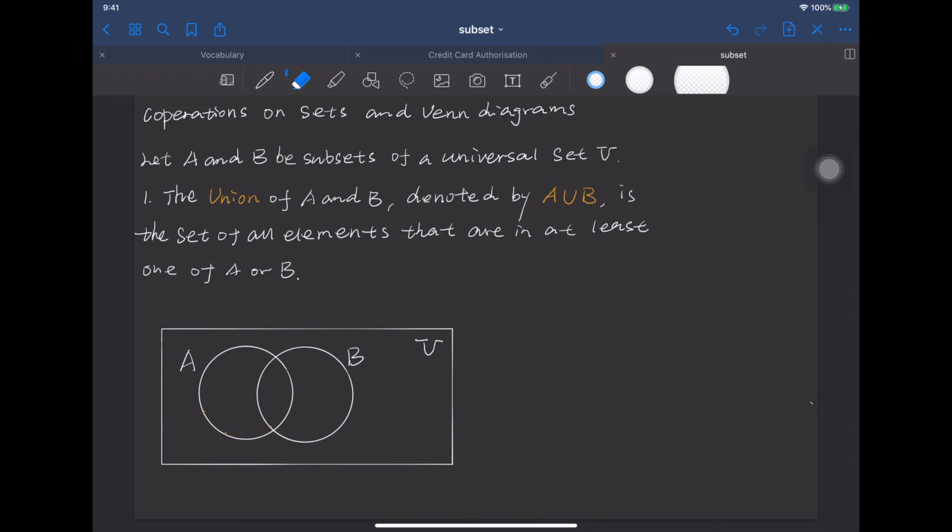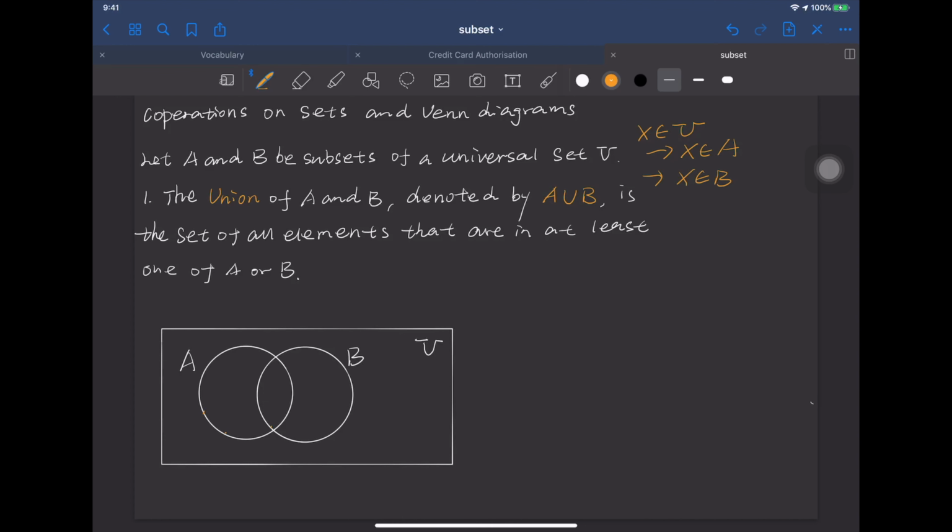Let's continue to talk about set operations and Venn diagrams. Let's consider that we have two given sets A and B, which are subsets of a universal set U. What does that mean? It means if we can find an element X in A, then this element is also an element of our universal set, because A is a subset of our universal set. For the same reason, if X is in B, it is also an element of our universal set, because B is also a subset of our universal set.